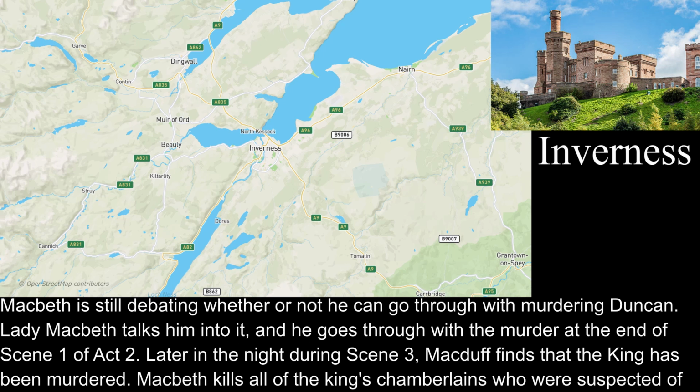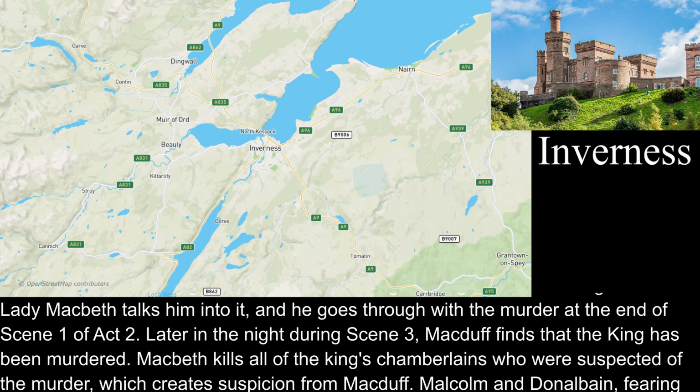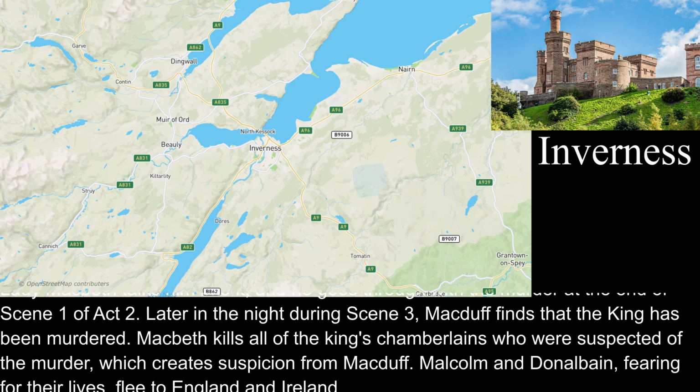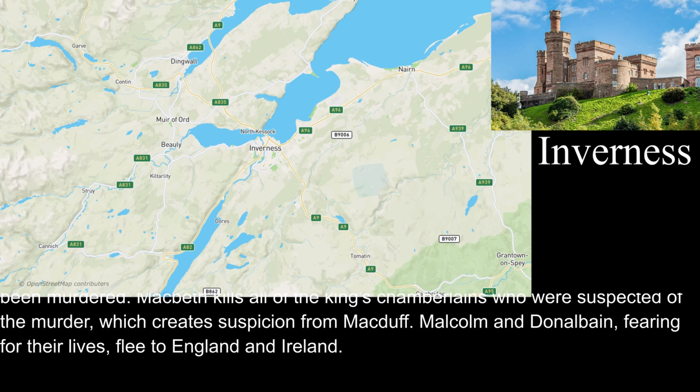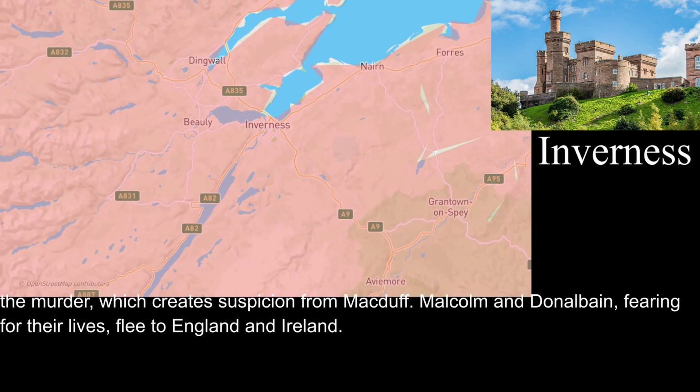Later in the night during Scene 3, Macduff finds that the king has been murdered. Macbeth kills all of the king's chamberlains who were suspected of the murder, which creates suspicion from Macduff. Malcolm and Donalbain, fearing for their lives, flee to England and Ireland.